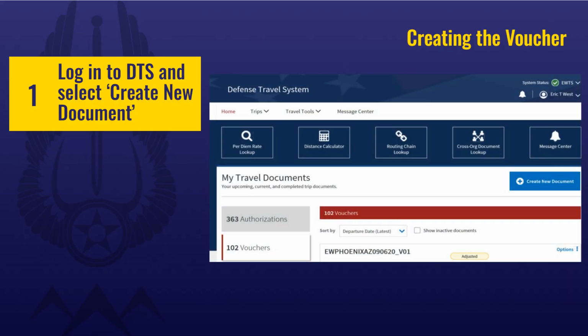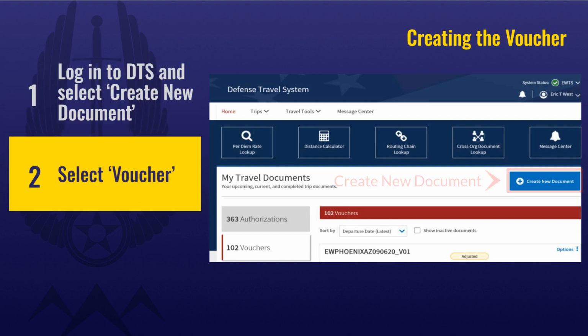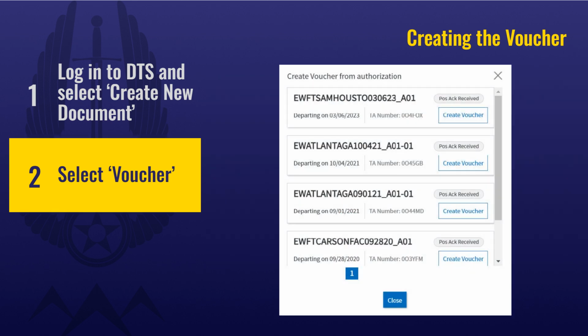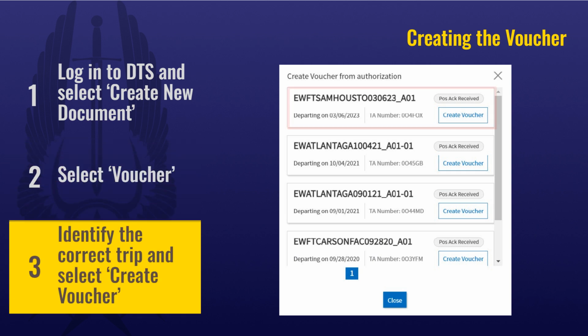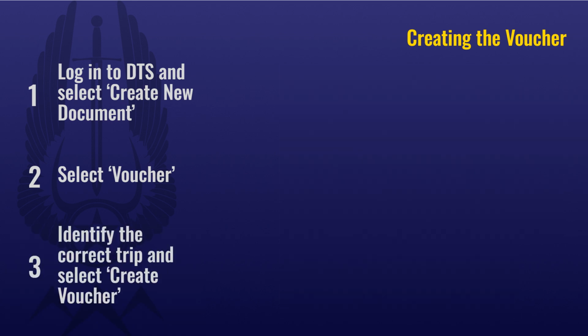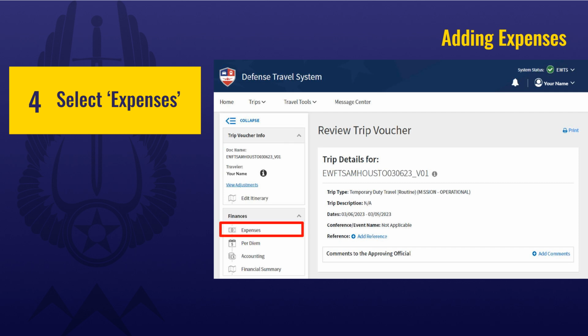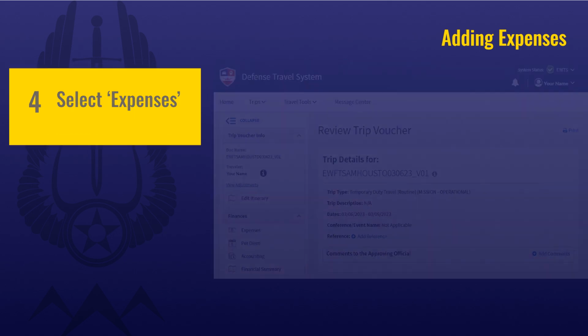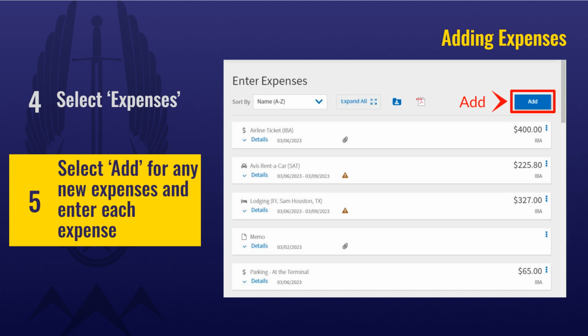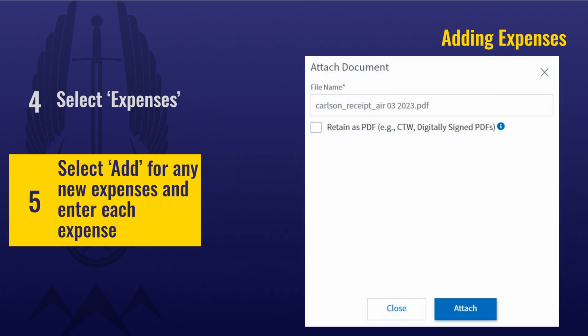To begin creating your voucher, log into DTS and select Create New Document. Under Create New Document, select Voucher. After selecting Voucher, your approved authorizations will appear. Identify the correct trip and select Create Voucher. Next, you will add your expenses. Select expenses and update any information that you provided in the authorization. Next, select Add for any new expenses, and attach receipts for any expense over $75.